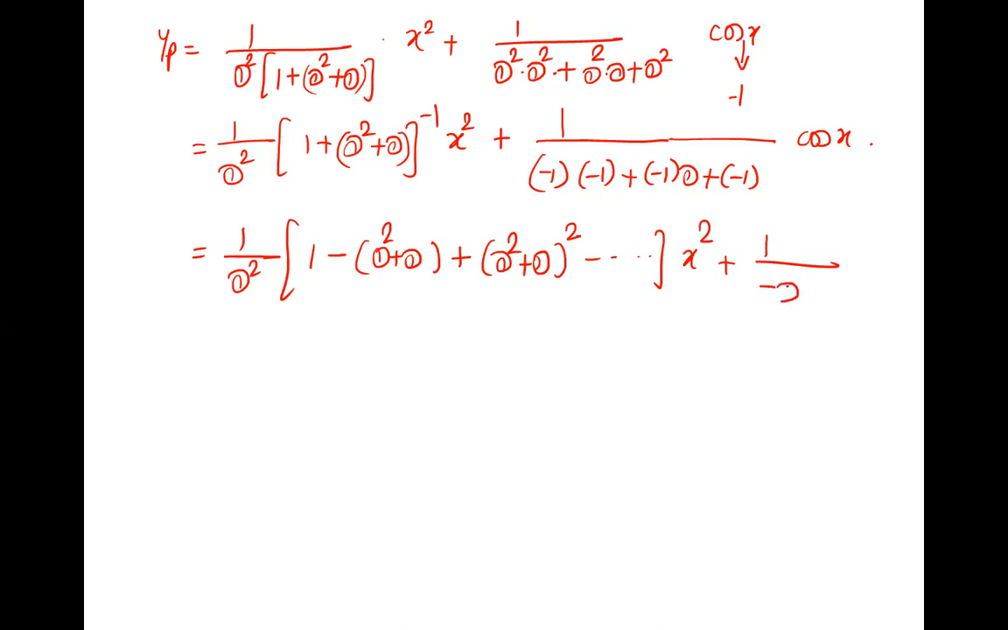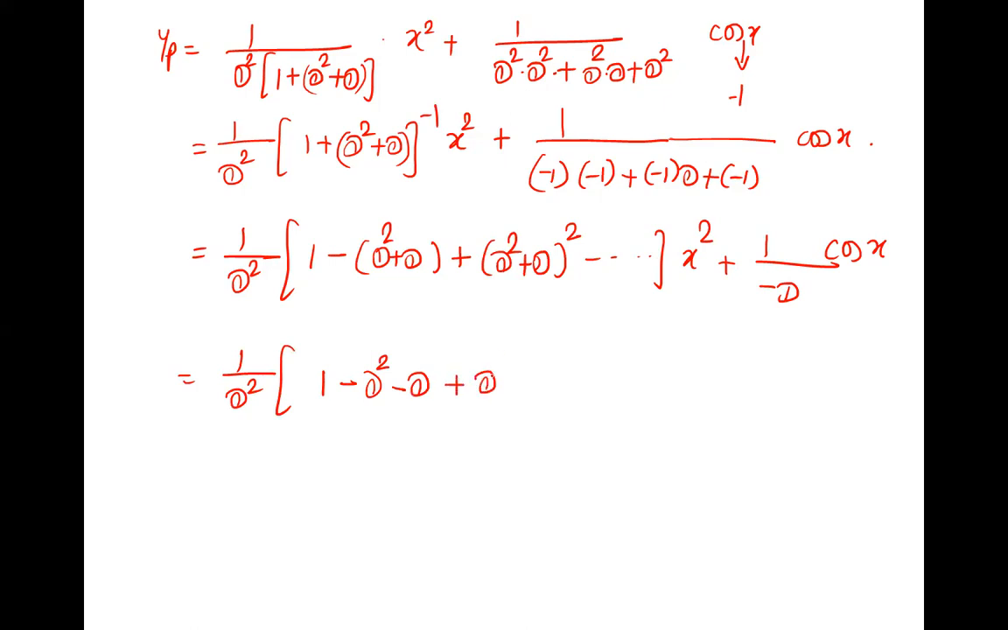Minus d, minus d, yes, cos x. Okay, now this continues: 1 by d square, 1 minus, open, try to open. d square minus d, both are negative. This, open it. What is the square?